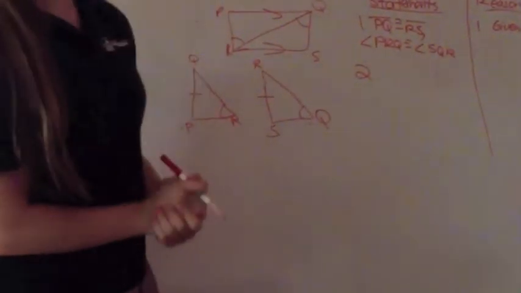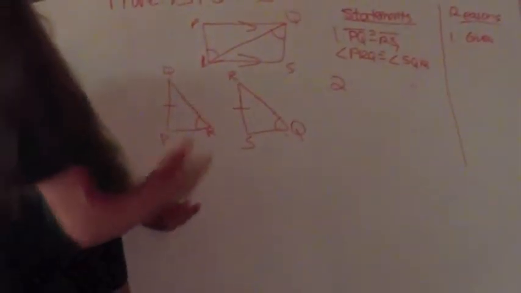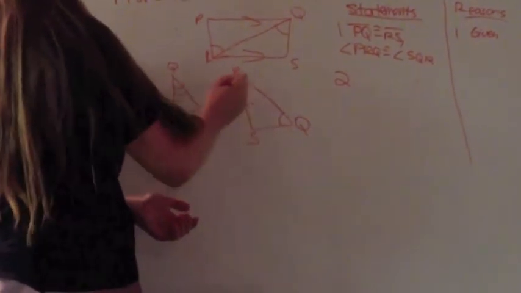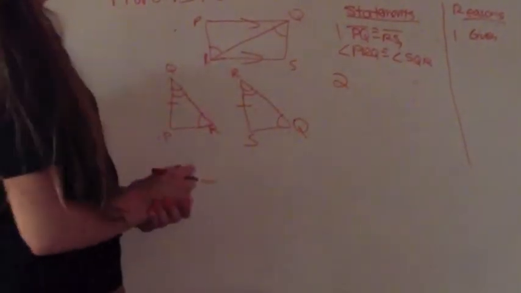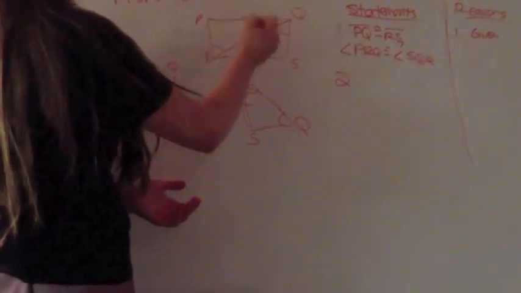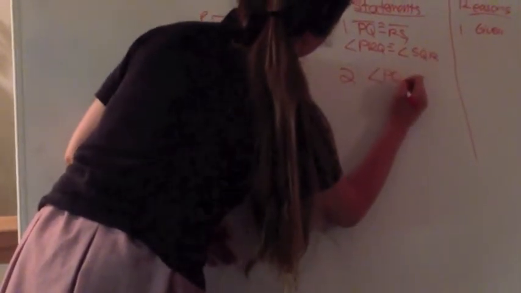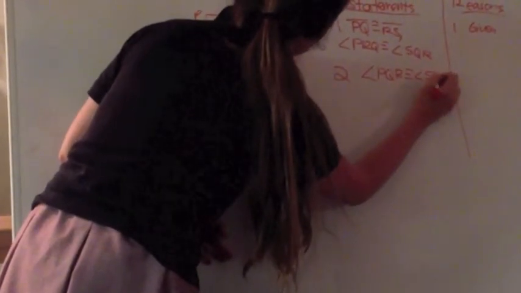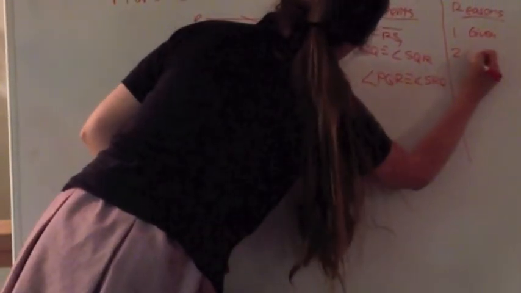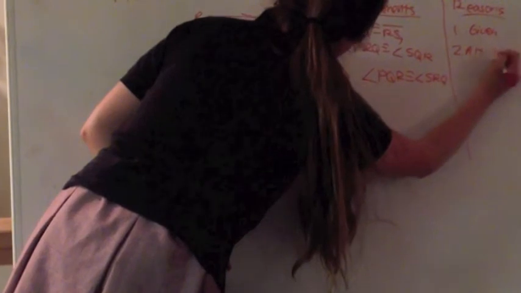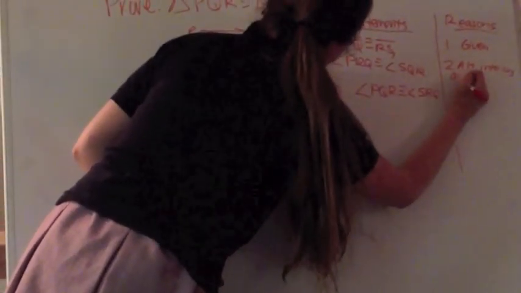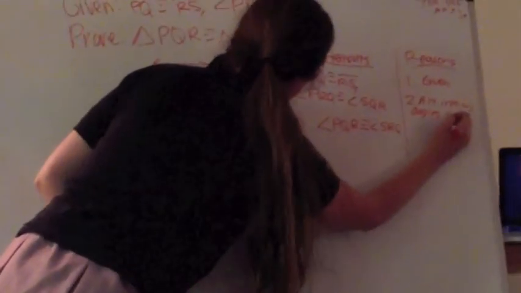Next, let's look for another angle. This angle is most definitely congruent to this angle, and you can tell in this diagram because they are alternate interior angles. So, angle PQR is congruent to angle SRQ by the alternate interior angles theorem.